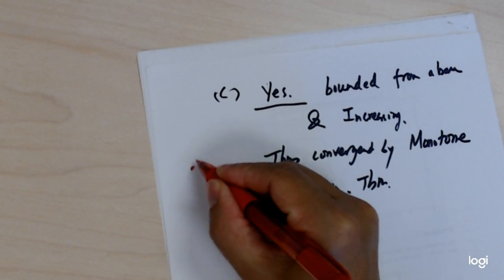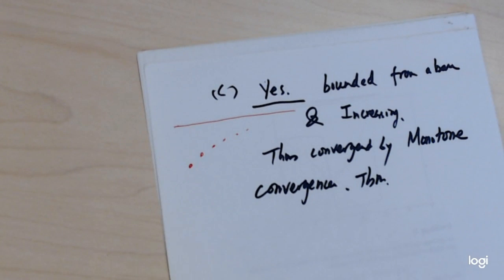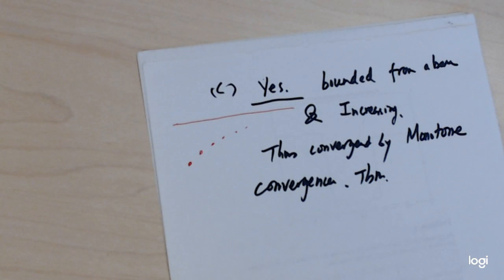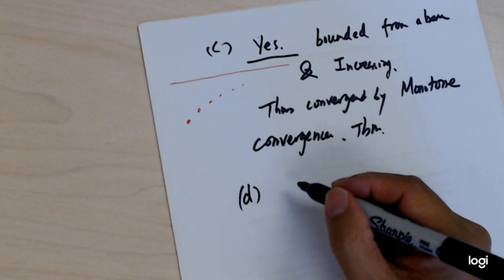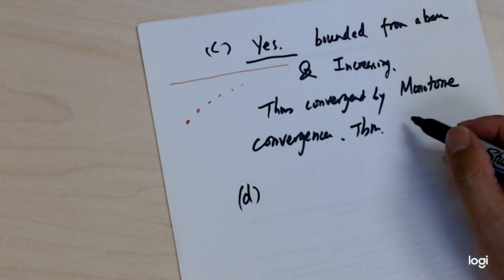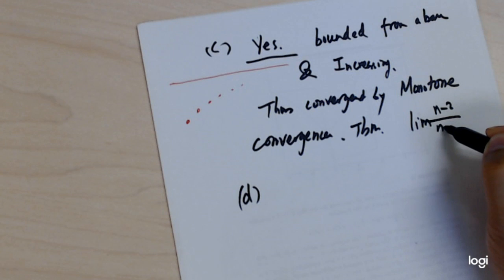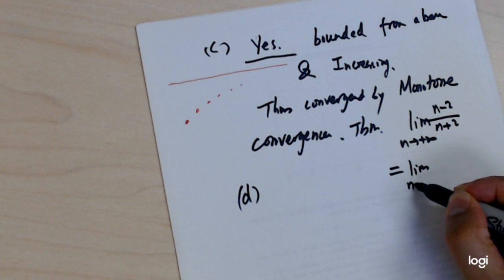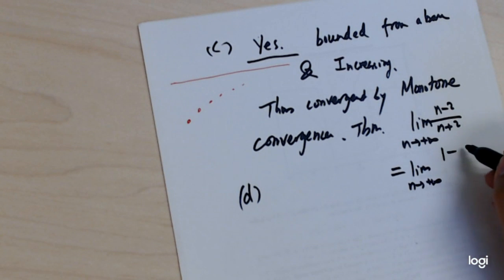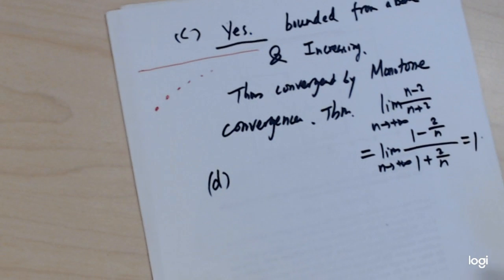So you got a sequence that keeps getting bigger and bigger, but at the same time is capped off somewhere, bounded from above, then it has to be convergent. Okay, this is the so-called monotone convergence theorem. D is to find the limit, which is easy. Here to find out the limit as n goes to infinity, divide the top by n, divide the bottom by n, and this one goes to 0, this one goes to 0, so the answer is 1. Okay, it's 1.